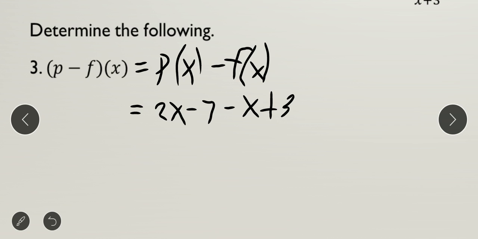Now at this point, you have to be very careful because if you're going to write that way, that's wrong. Why? Because you have to enclose the subtrahend x plus 3. What's the purpose? We are going to multiply the subtraction operation to every term of the subtrahend later on.